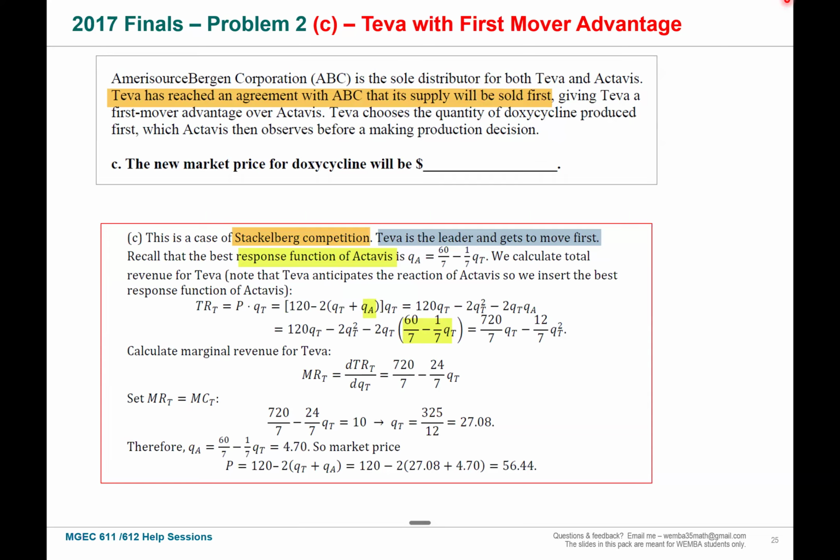So what does this look like now? Teva is going first. Stackelberg. So what's the Stackelberg algorithm? The Stackelberg algorithm is to start with the firm that is following, in this case, Actavis. The response function for Actavis will be the same as what it was for Cournot. I think Janos was asking this question. So for Actavis's response function, I write this down directly from the previous page.